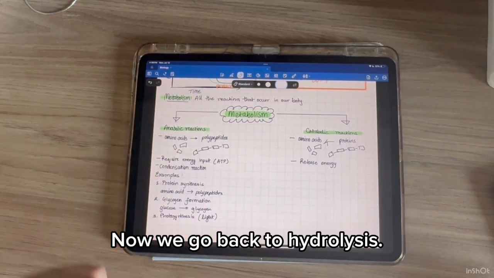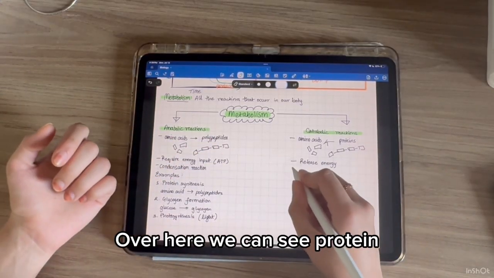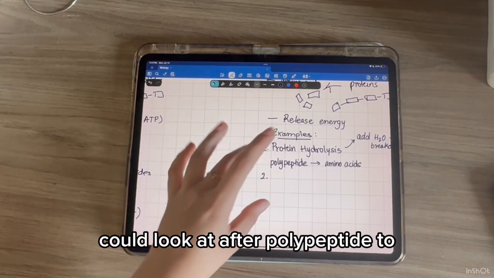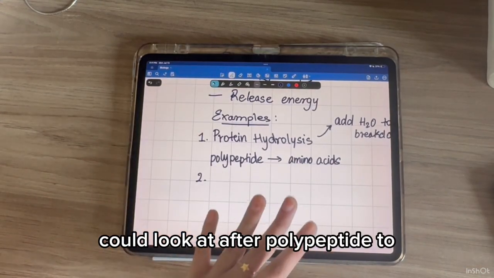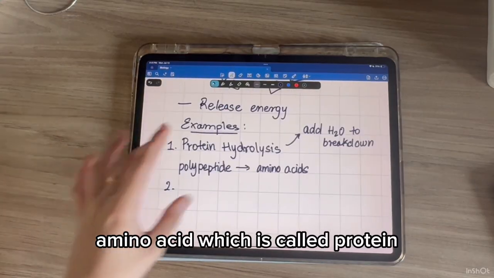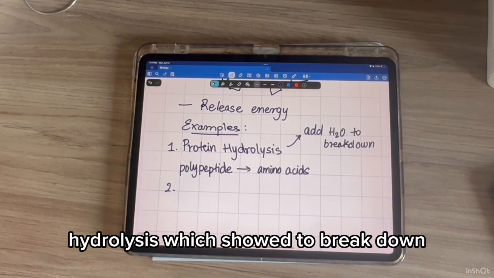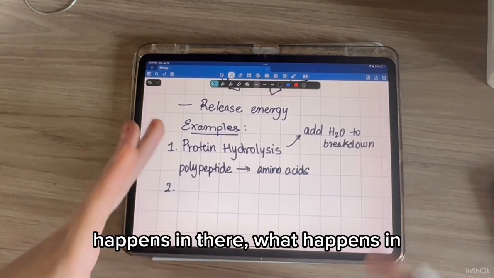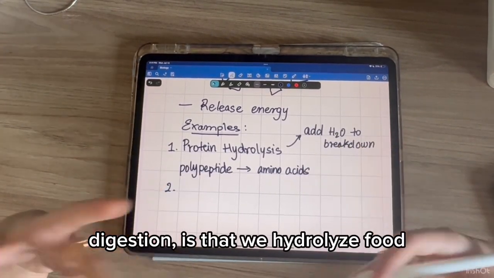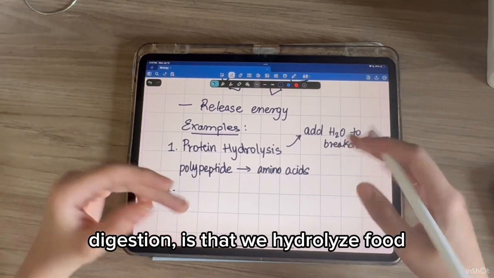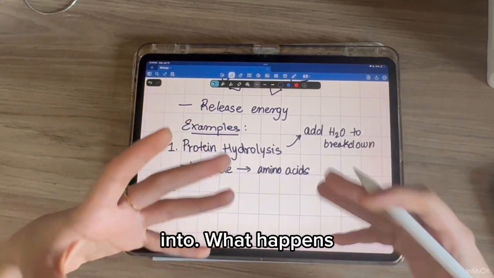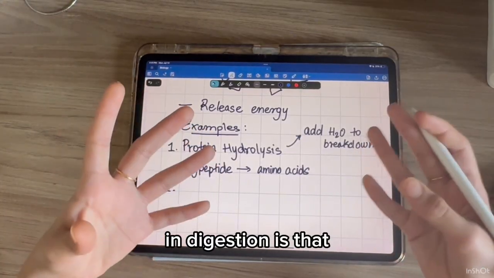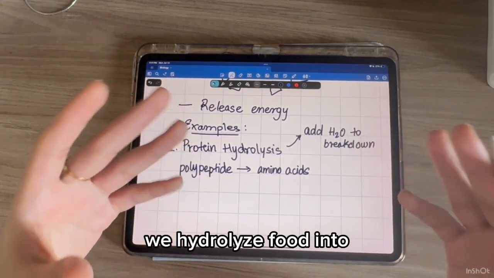So that kind of makes sense. Now we go back to hydrolysis. Over here we can see protein hydrolysis. The next thing we can look at after polypeptide to amino acid, which is called protein hydrolysis, is digestion. What happens in digestion is that we hydrolyze food into absorbable units.